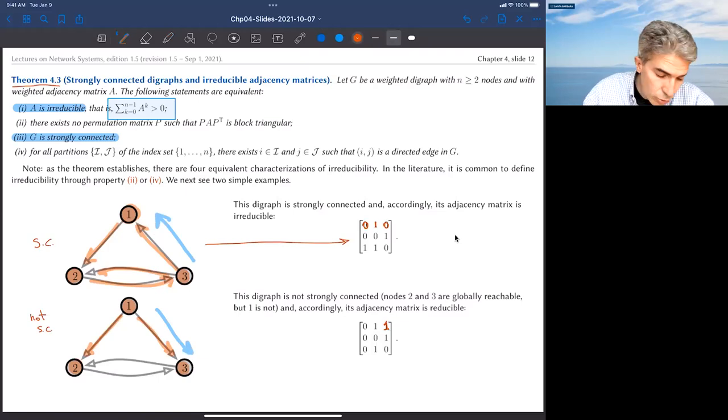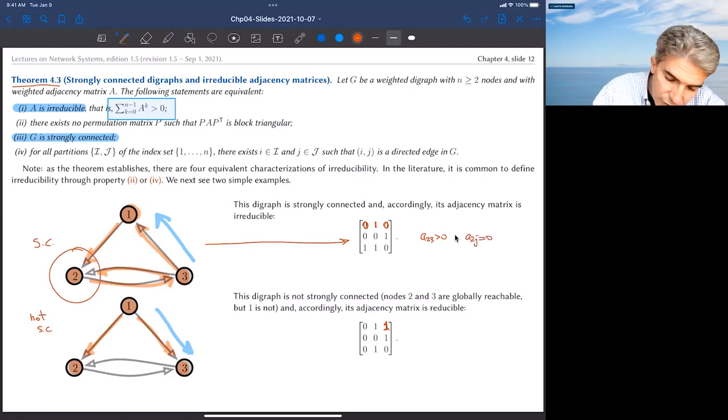Next node, look at node two. If you want, draw a little circle around node two. Think about all the outgoing edges. There's only an edge from two to three. So A_23 must be positive, and all of the other A_2j are zero. Therefore, you get zero, zero, one.